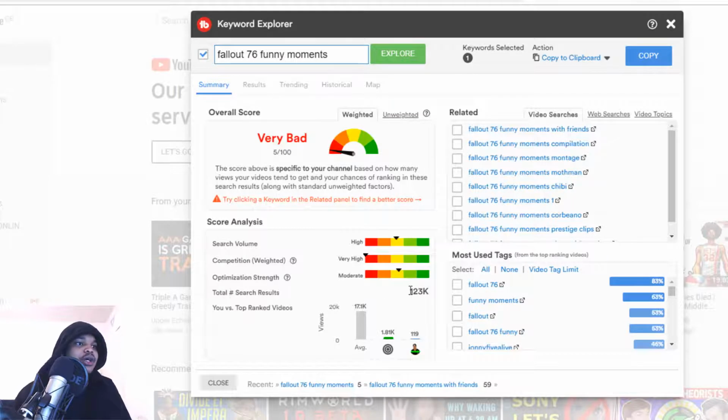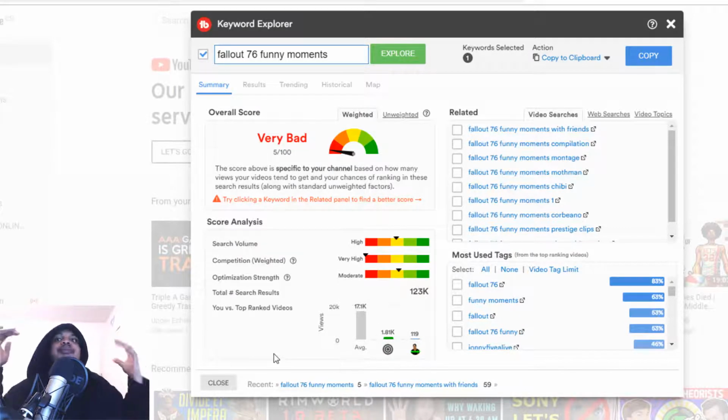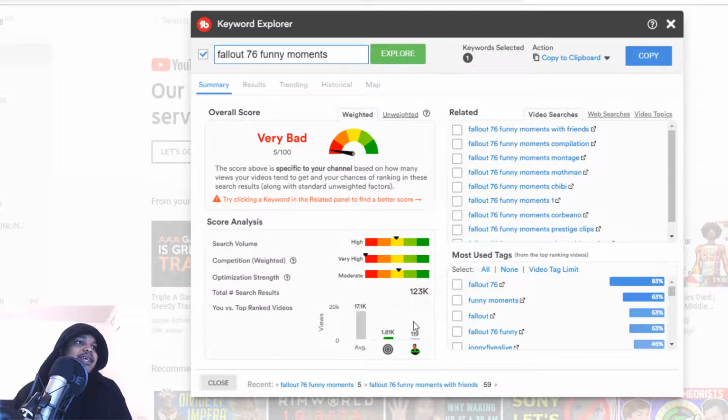Total number of search results is basically self-explanatory. That's how many search results are here. And then you versus the top ranking videos. So this will basically show you how many views on average the top ranking videos are getting. On average, they're getting like 17.1k views on these videos, and the lowest view count found in the top ranking videos is 1.81k. This is very important, because you see what the average is and then you see what the lowest view count is. So you see the average case scenario and the worst case scenario if you make a video on this.